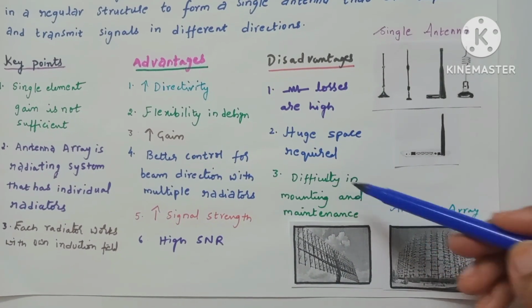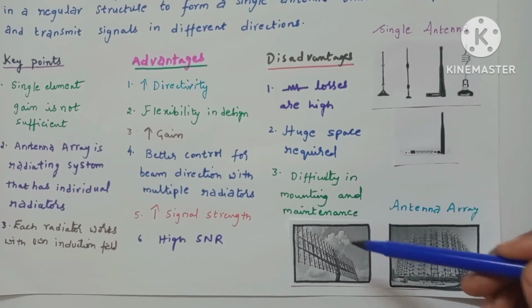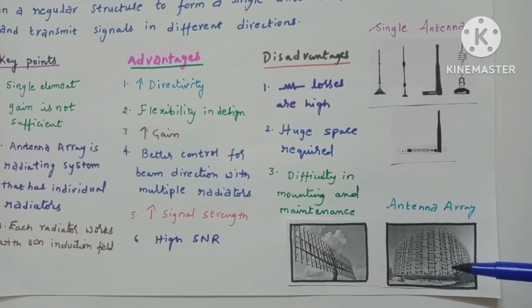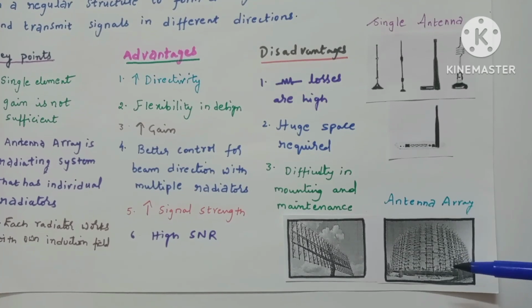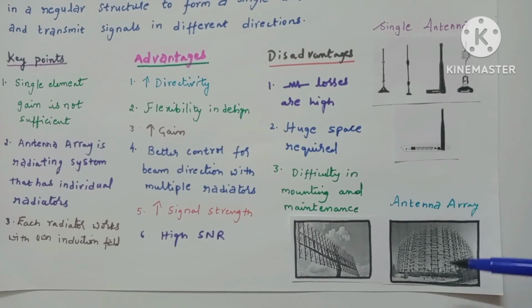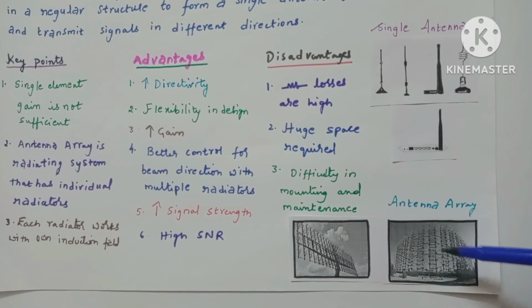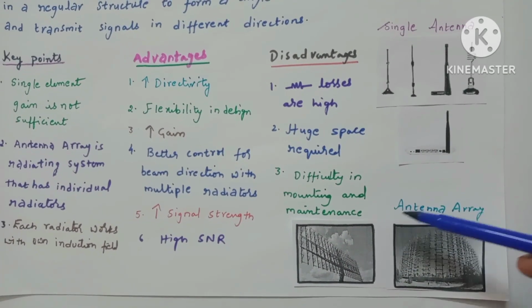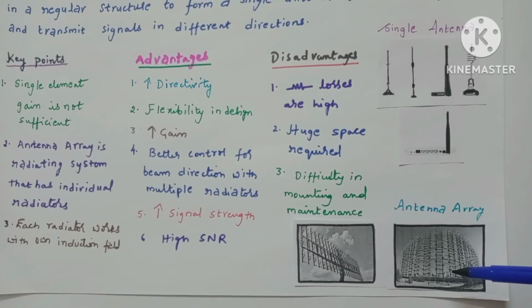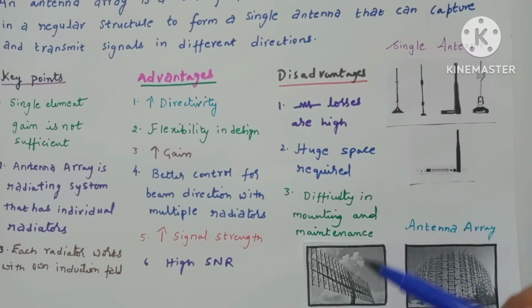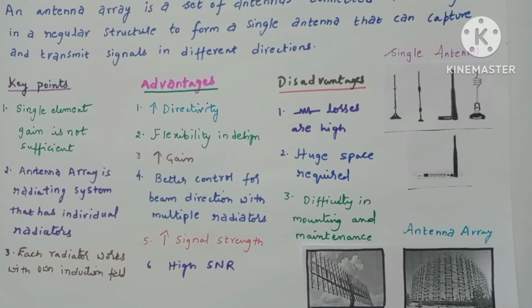And the third point is difficulty in mounting and maintenance. This is the most important thing we need to observe. While you are using antenna arrays, the arrangement of antennas and how you cope with all the antennas is a little bit difficult task. Why? Because all the antennas you need to arrange in a particular pattern, that is very important. So these are just the important key points regarding antenna arrays.